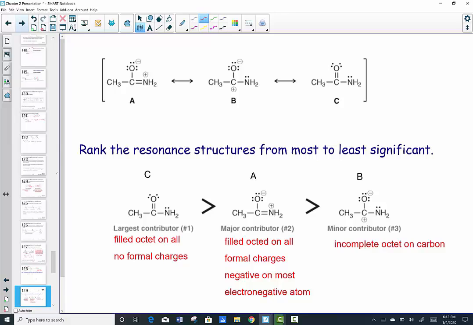The major contributor is letter C, filled octet on all, no formal charges at all. Number 2 would be structure A, filled octet on all, formal charges, negative on the most electronegative element. And the least, minor contributor would be part B because of that sp2 carbon, only 3 bonds there.